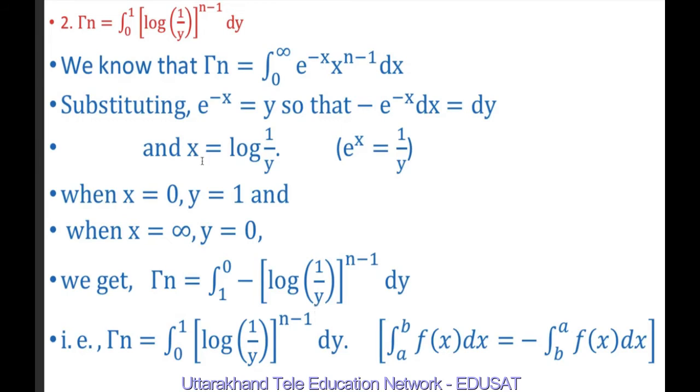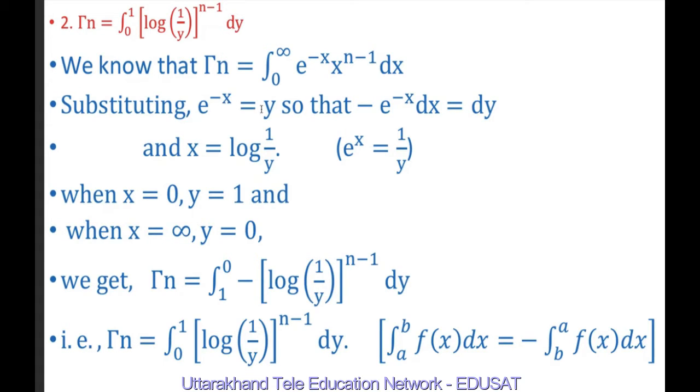Now we will prove that gamma n is equal to integral from 0 to 1 of log 1 upon y whole raised to power n minus 1 dy. We know the definition of gamma function. If we substitute e raised to power minus x equal to y, then on differentiating, derivative of e raised to power minus x is e raised to power minus x and derivative of minus x is minus 1. So minus e raised to power minus x dx is dy.